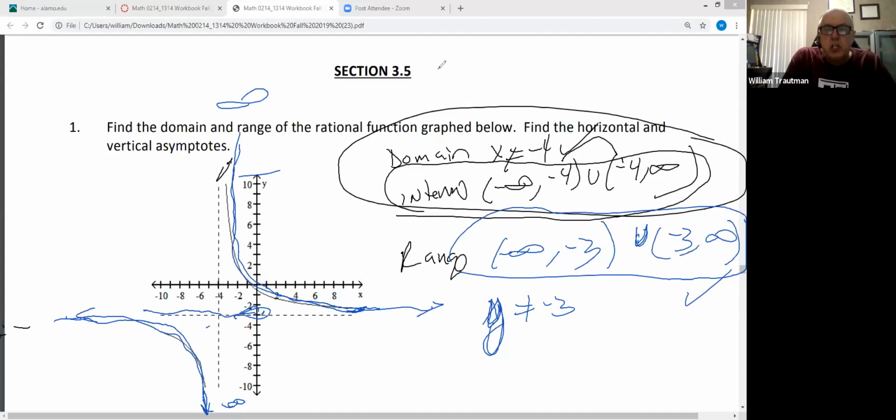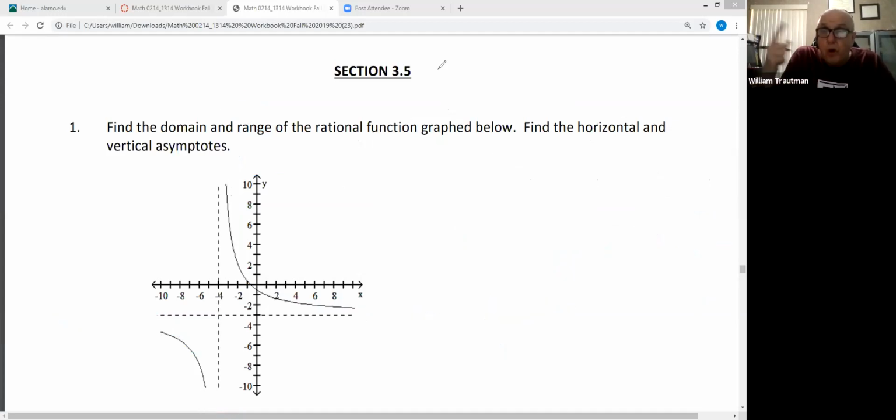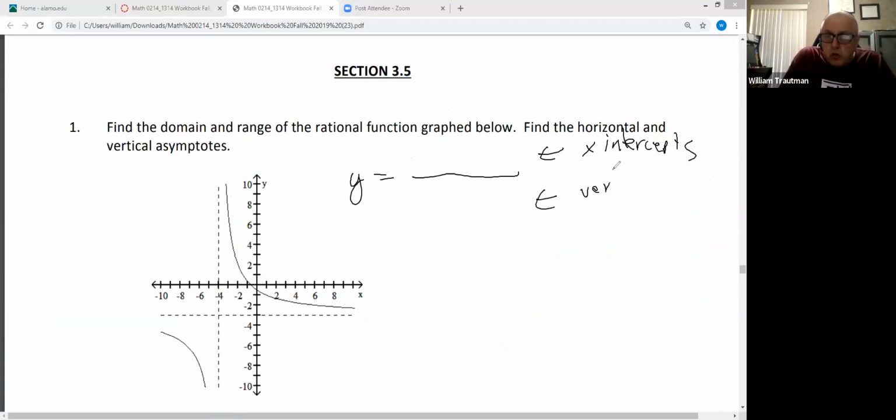I do want to talk about questions 3 and 4 now. If we were going to write this function, write this equation, you can write it y equals, or you can write it f of x equals. The top part of the function are the x-intercepts. The bottom part of the function are the vertical asymptotes.